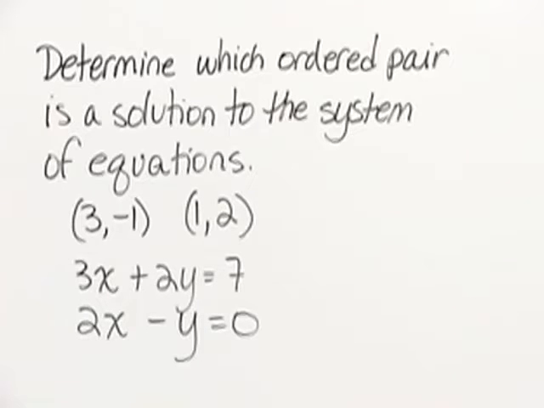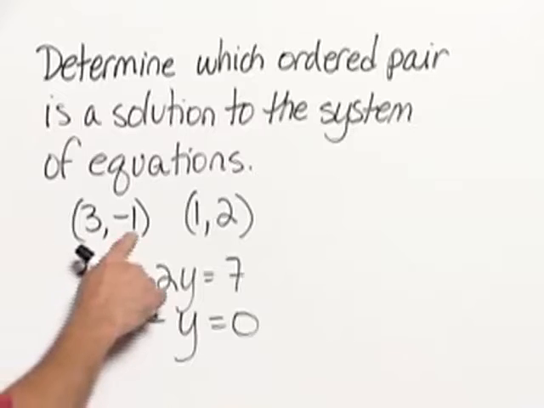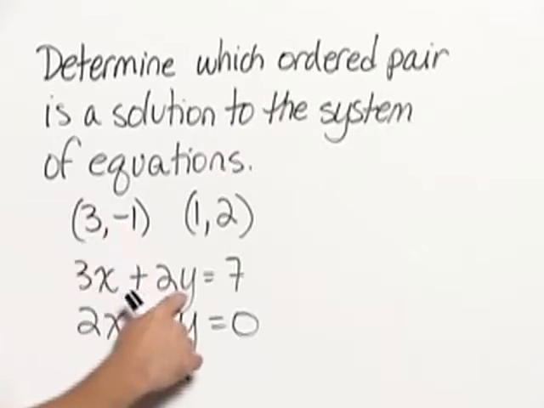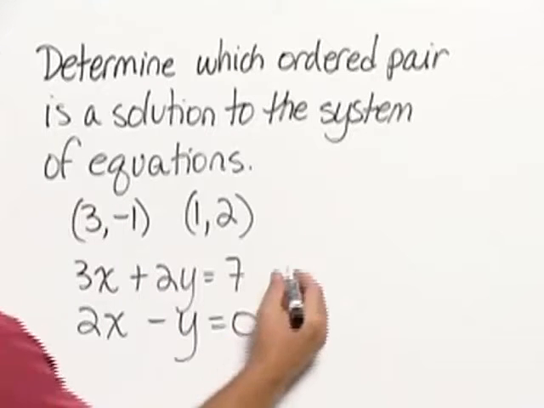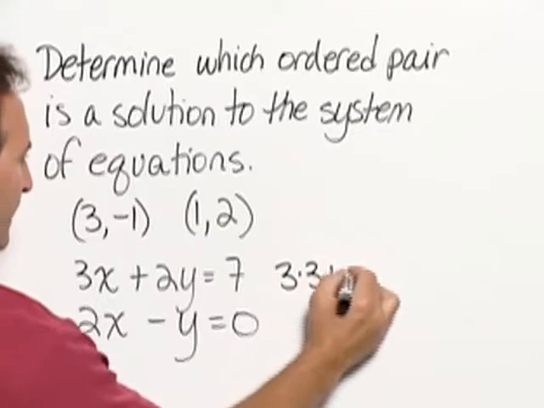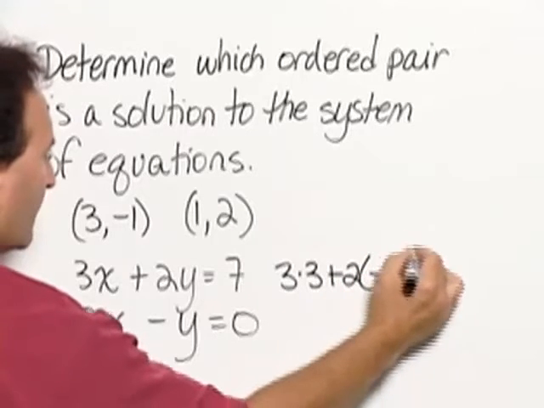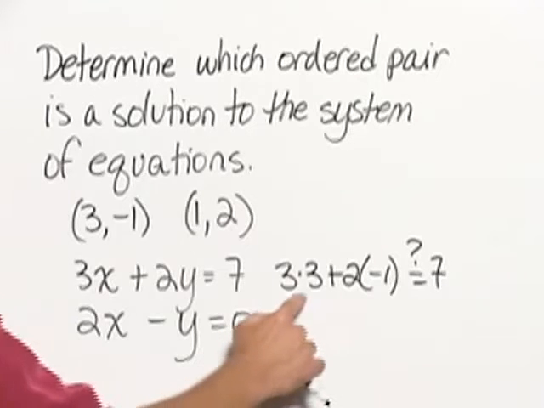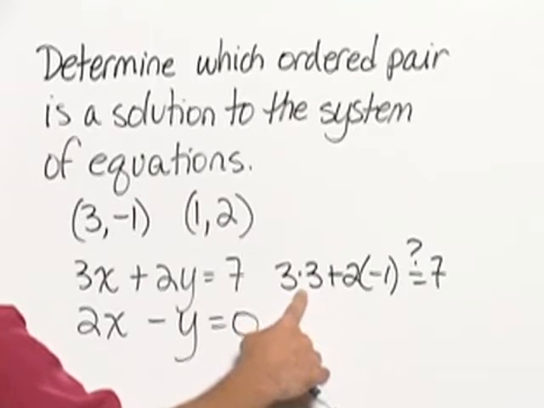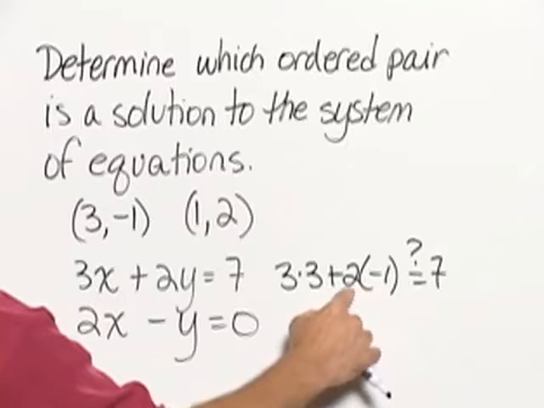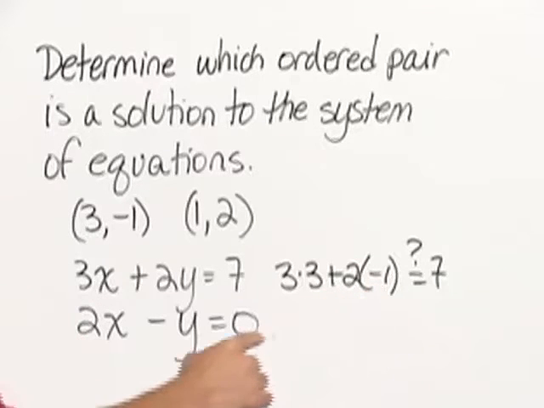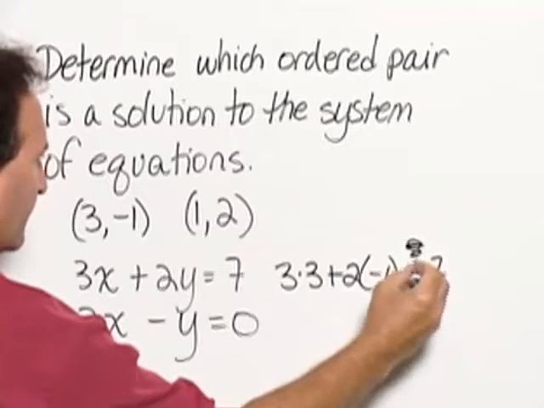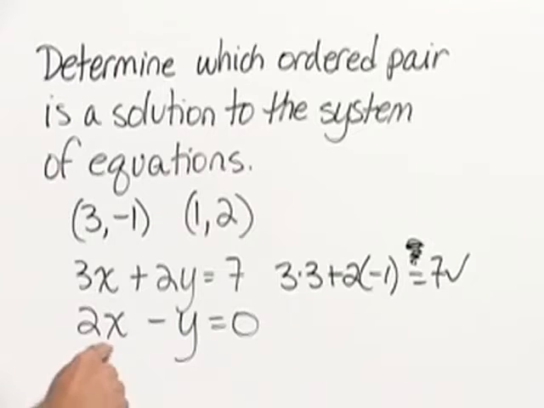equals 0. So to determine whether this ordered pair is a solution, we need to substitute 3 in for x and -1 in for y. So that would give us 3 times 3 plus 2 times -1, and we want to know, does that equal 7? Well, 3 times 3 is 9. 9 minus, or 2 times -1 is -2. So 9 minus 2 is 7. So that checks.